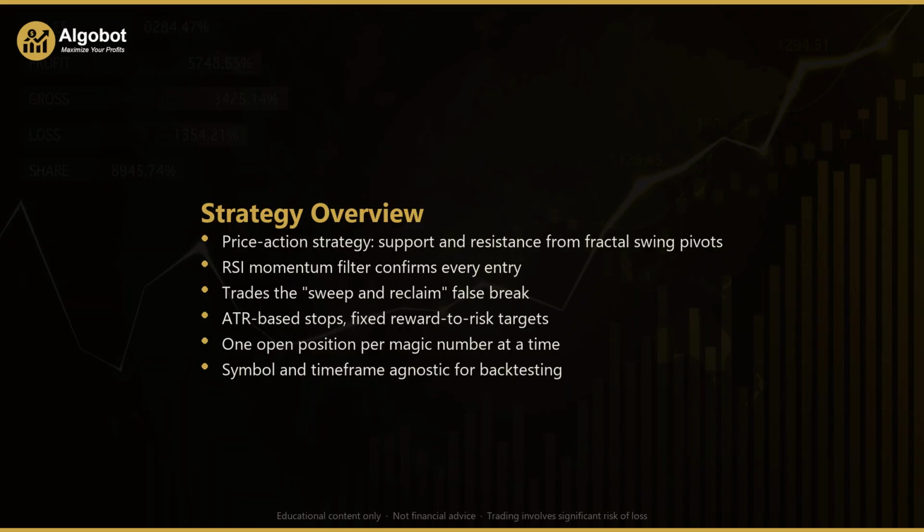Risk is handled mechanically. The average true range, or ATR, measures recent volatility and is used both to limit how far price may penetrate a level and to place the stop loss a sensible distance beyond the swept extreme. Targets use a fixed reward-to-risk multiple. Because it is symbol and time frame agnostic, this EA can be studied on whatever chart you load it onto during backtesting. It tends to appeal to traders interested in structure, liquidity, and mean reversion style setups. As always, remember that every strategy experiences losing trades, and nothing here is financial advice.